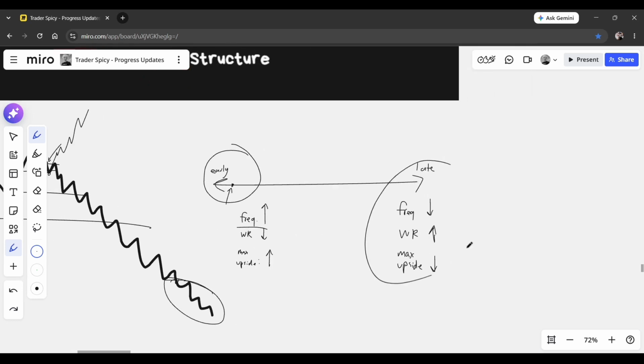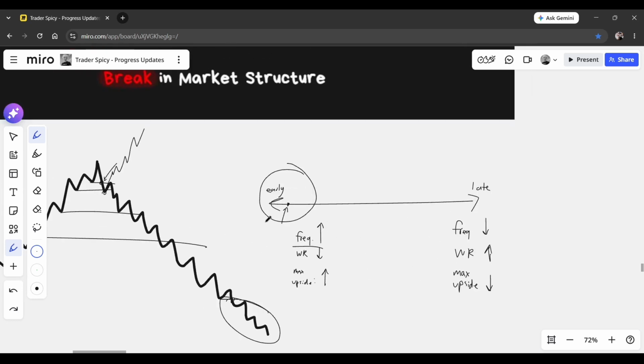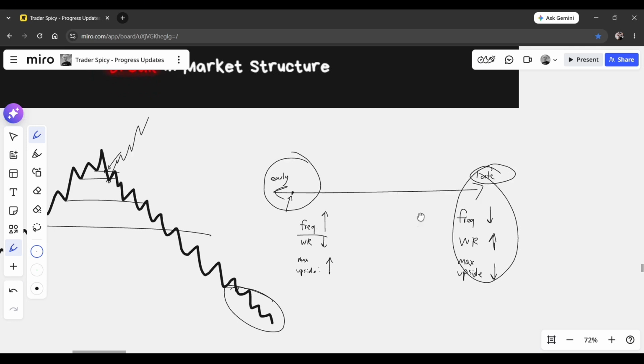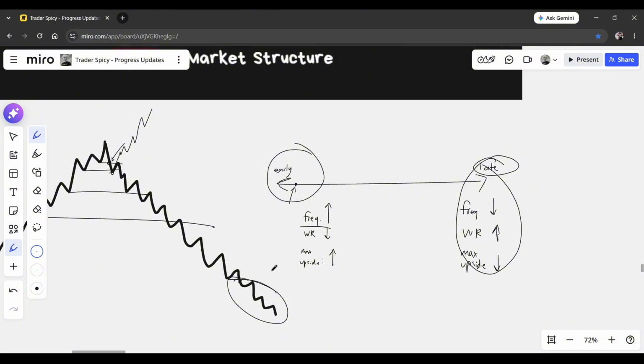The less confident I am in a break of structure, so this is just me looking at my other variables and how much confluence I have. The less confluence I have, or the less confidence I have in a regime change, the later I'm going to need to enter, because I need something to compensate for my lack of confluence. So I'm just going to enter later. And I'm totally fine with entering really late.